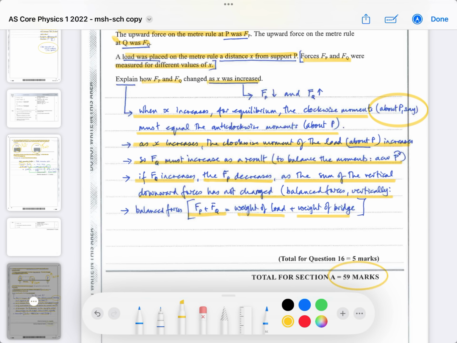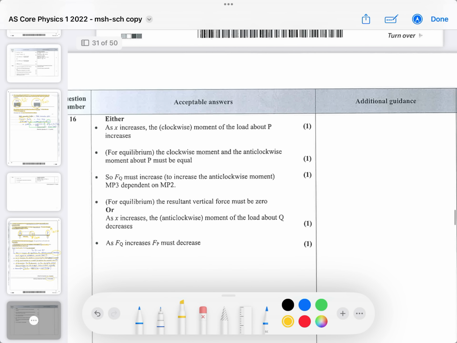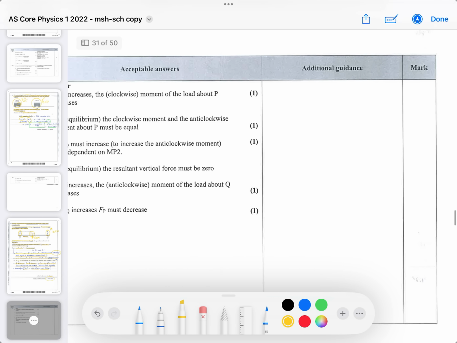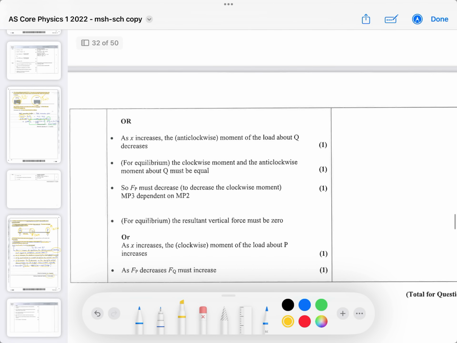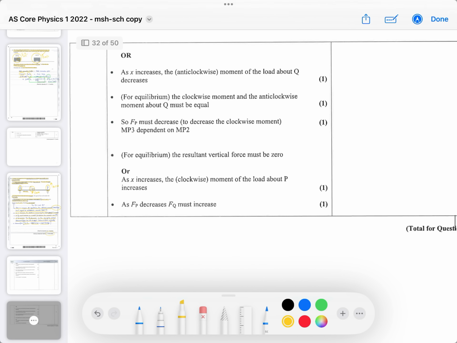Okay? So now, for Sophie and Evan, section B is their favourite part. So question 16, there's the answer for the mark scheme. Alternative, you could do moments about Q. So just keep your moments about one side. It's easier to do about P because the distances were given to the load from P.